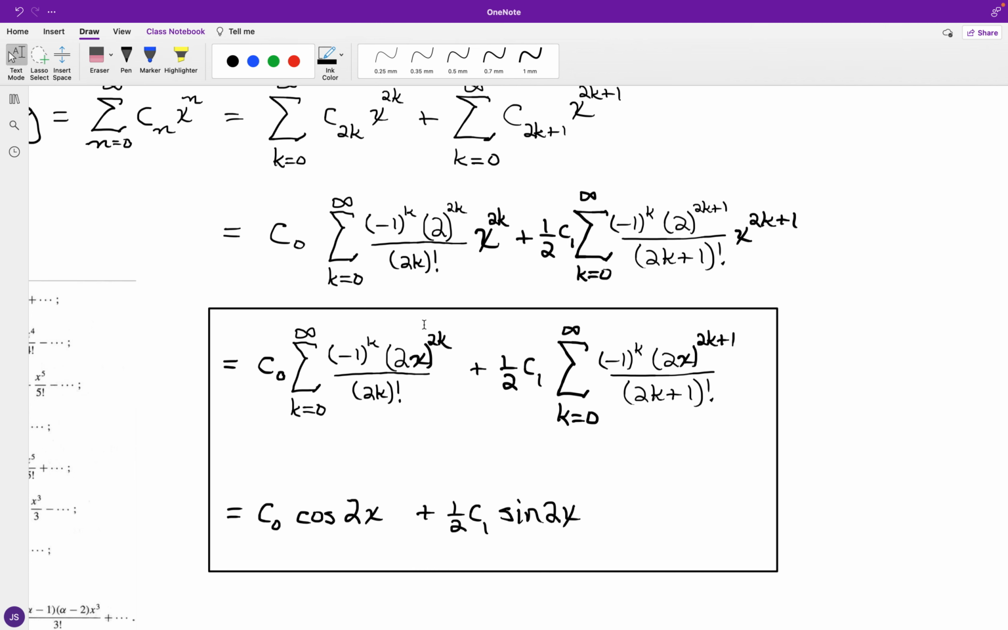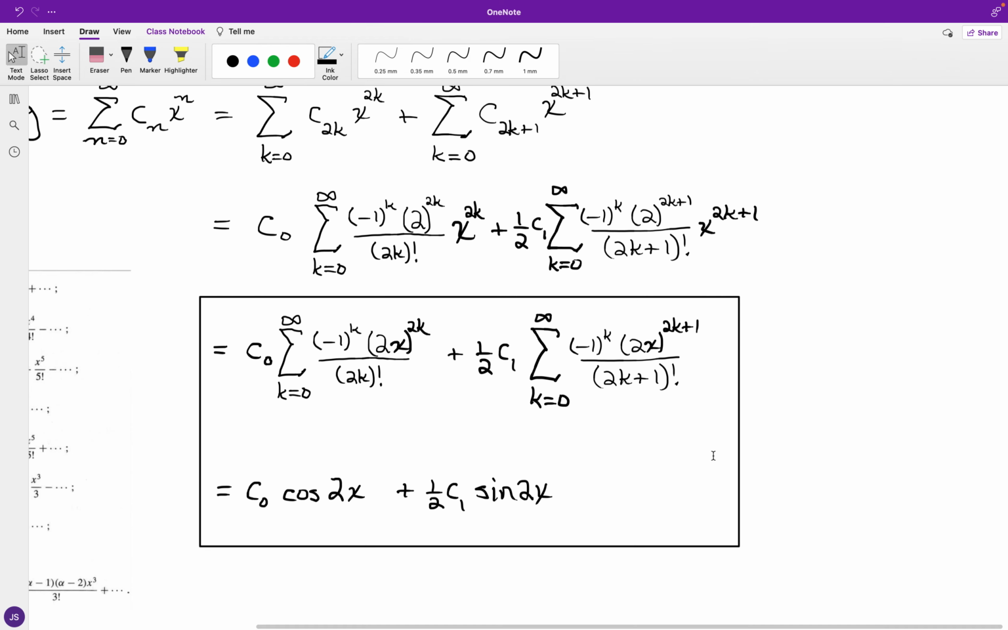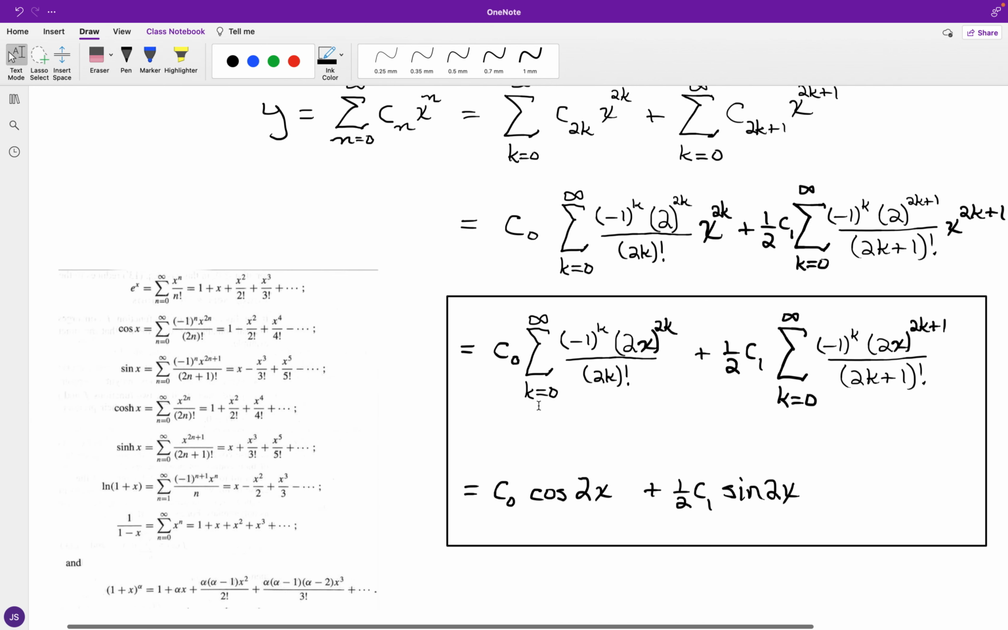And notice in the denominators, I had the factorial of 2k and the factorial of 2k plus 1. Looking at the pattern, 2x to the 2k over 2k factorial is going to parallel what we have for the cosine function, where you have negative 1 to the n, or in this case k. X to the 2n is symbolized by 2x raised to the 2k, and 2n is quantified where we're taking the factorial.